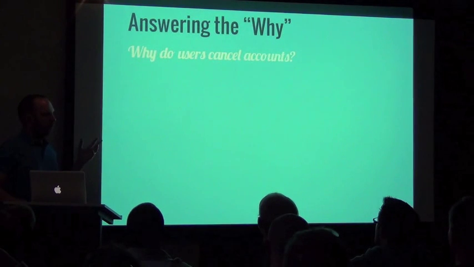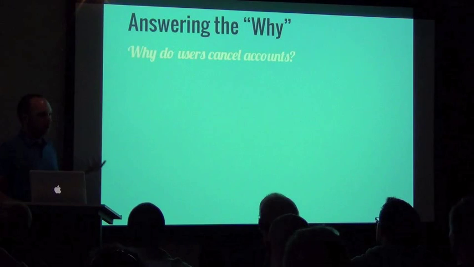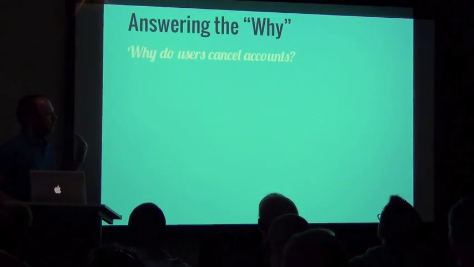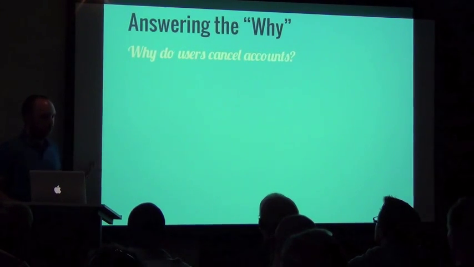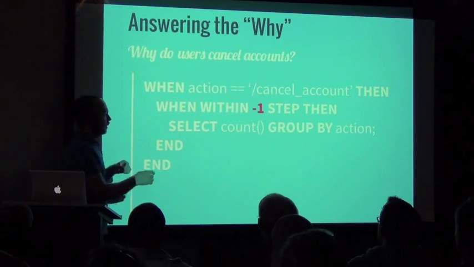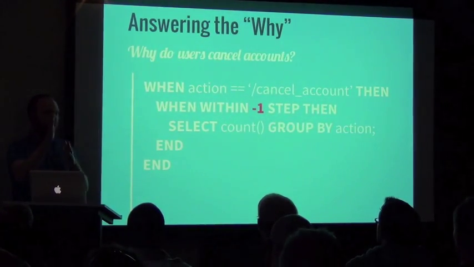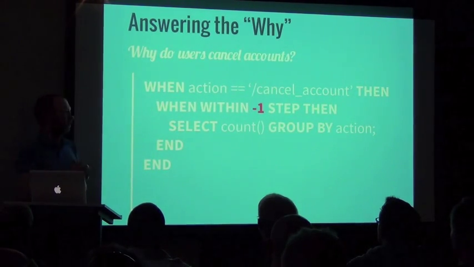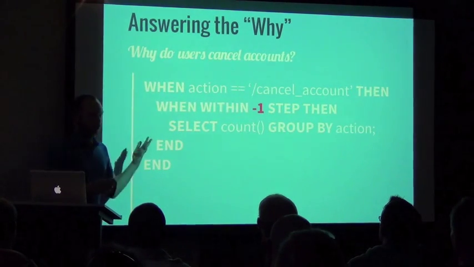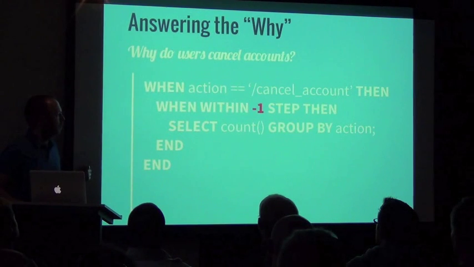Okay, so figuring out the how is interesting, but doing the why is also really interesting. So why do users cancel accounts? We take the same construct of when, but we flip it on its head. We use this negative sign here. So we're saying that when someone cancels their account, move backwards in the timeline, and we can then count and group that by action. And we get the same results that we had in the SQL query, but now it's a little bit more intuitive.